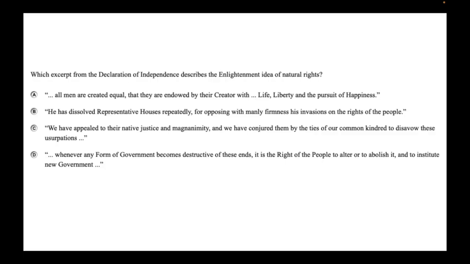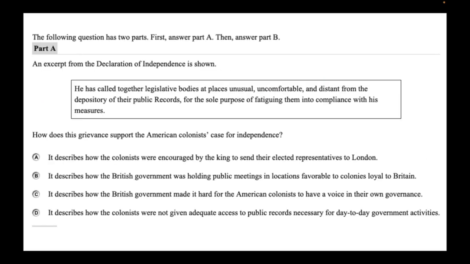Another question, going back to some more excerpts from the Declaration. Which excerpt from the Declaration describes the Enlightenment idea of natural rights? So we've seen this in previous questions. We're looking for that key phrase, life, liberty, and the pursuit of happiness. So this is something we're going to see many times over. You'll notice a trend where these questions begin to repeat themselves or look very similar. And as long as we know natural rights, and as long as we can recognize that quote, this again should be a very easy question for you.